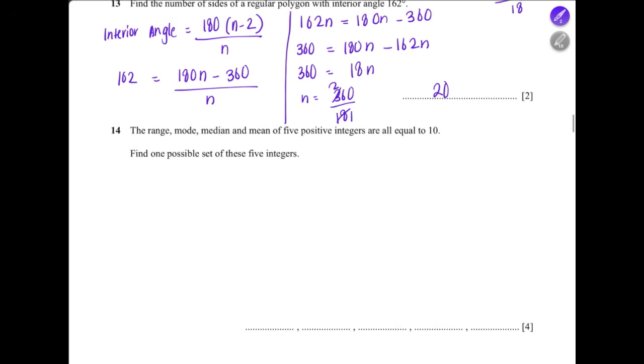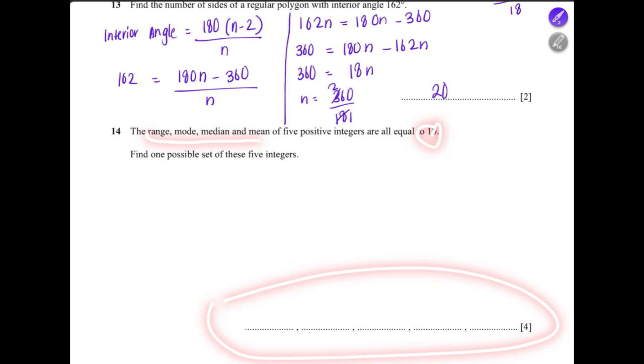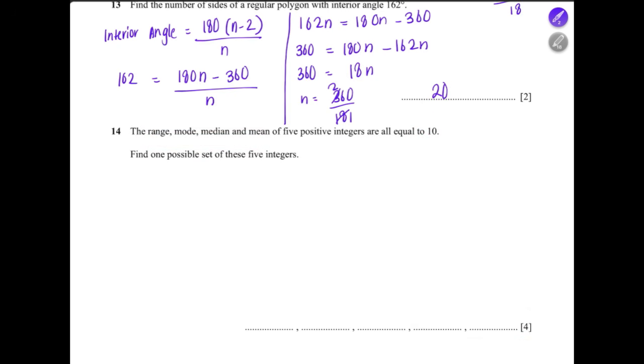Now, the range, mode, and median of 5 positive integers are all equal to 10. Find one possible set of these numbers. The range, mode, median, and mean of 5 positive integers are all equal to 10. Find a possible set of these 5 integers. So basically you have these 5 numbers and these values are all equal to 10. You need to, by trial and error, try to identify those 5 possible values.